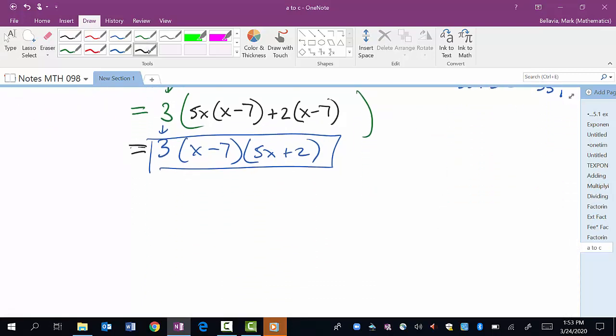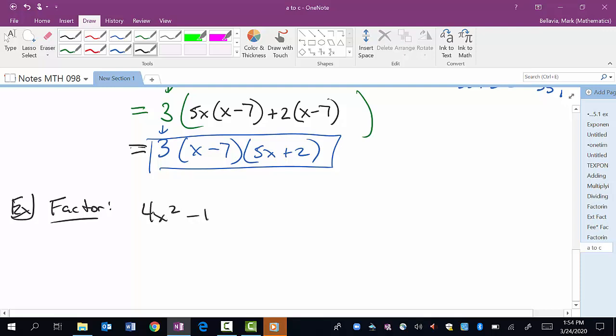If I was to factor 4x squared minus 12x minus 16, the first thing you want to do when you're factoring is look for the greatest common factor. In this case, there is a GCF. 4, 12, and 16 share a common factor of 4. So I'm going to factor 4 to the front.